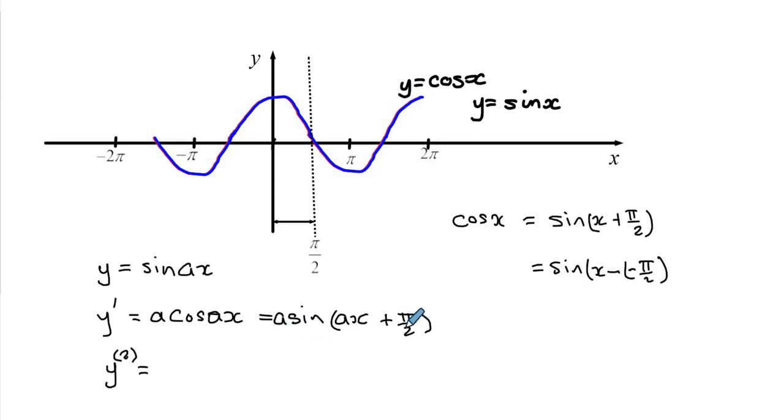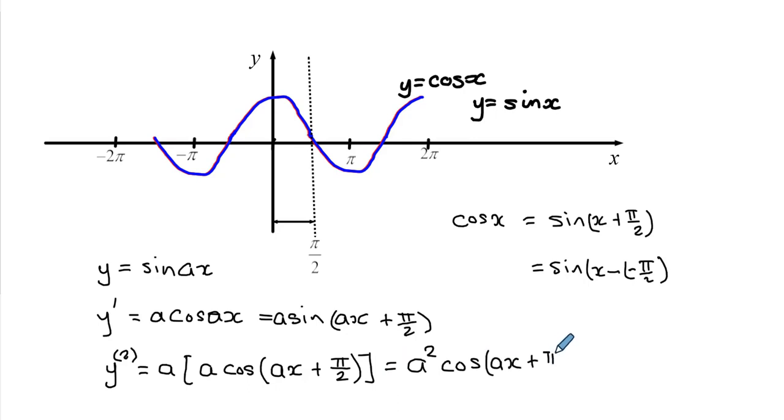But half pi is a constant. So when you differentiate the argument, the derivative of the argument is going to be a again. So differentiating here, we're going to have this a we have here, in brackets, cosine of ax plus half pi. So this is the derivative of that side. But again, I can remove the square brackets there and have a squared cos(ax plus half pi).